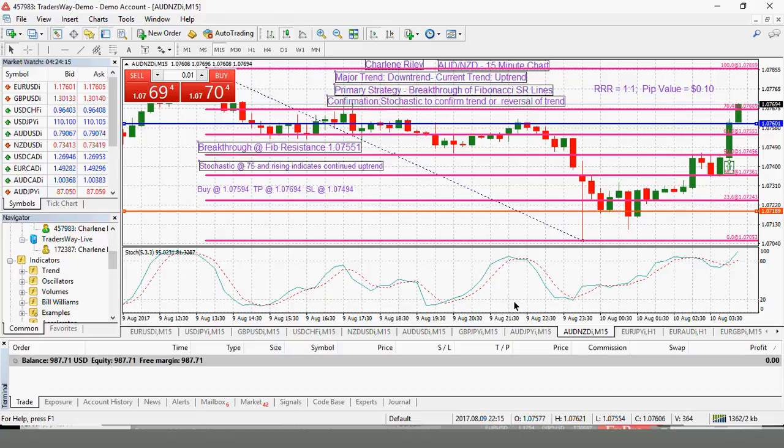And there we have it. It has broken through and looks to still be going higher, but I'm going to take my 10 pips and call it a day for right now.